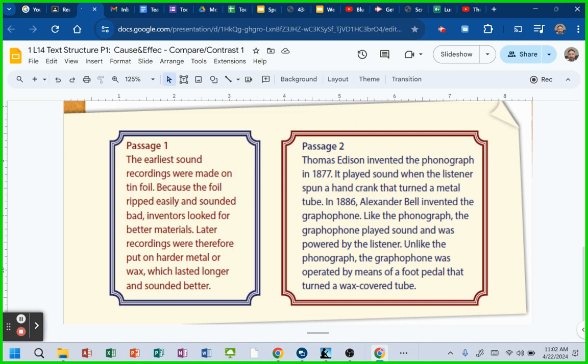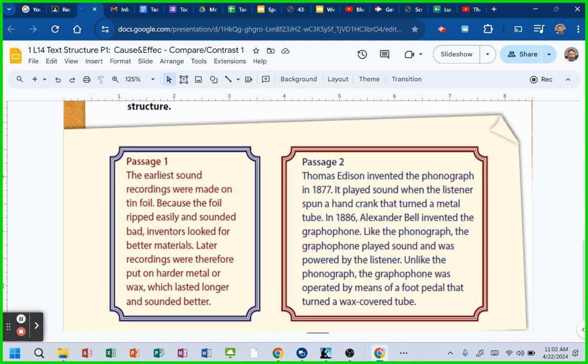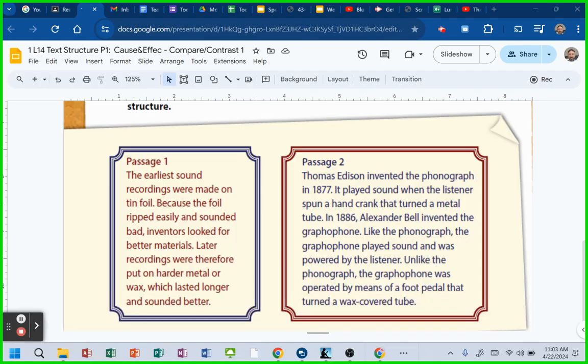The earliest sound recordings were made on tin foil. Because the foil ripped easily and sounded bad, inventors looked for better materials. Later, recordings were therefore put on harder metal or wax, which lasted longer and sounded better. So, what are a couple of signal words that you found there on that one? Some words that you know are signal words. I'll read it again. You want me to read it again? You can stop me when I come to some of those signal words.